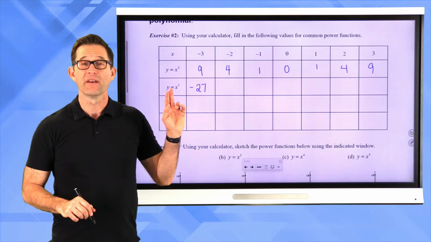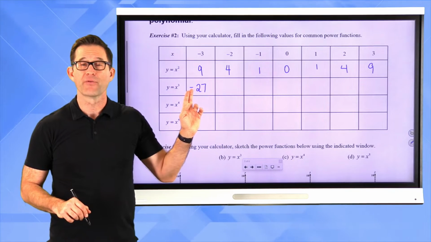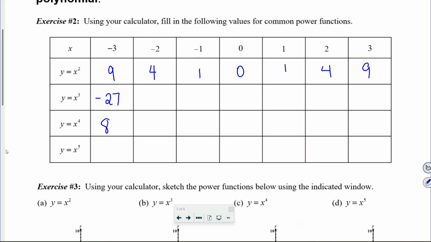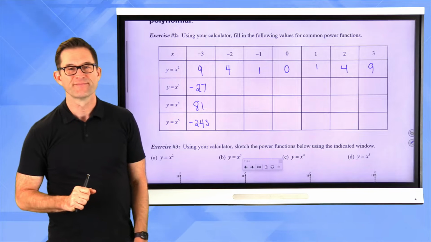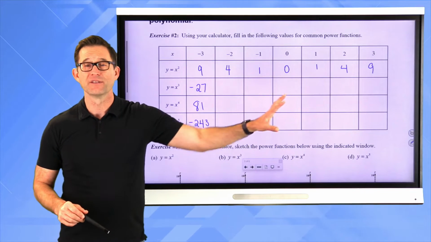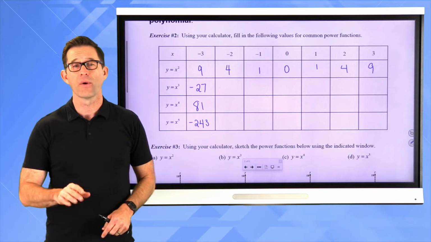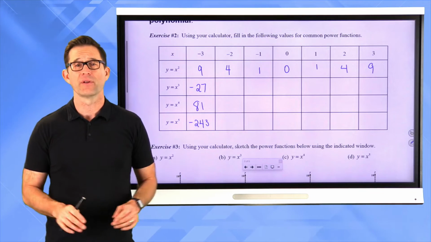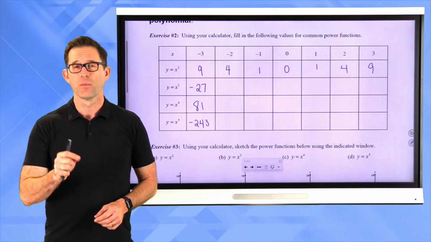And if I wanted -3 to the fourth, that would be -3 cubed times -3, which would be positive 81. Then for x to the fifth, -3 to the fifth would be 81 times -3, which would be negative 243. All right, what I'd like you to do is finish filling in this particular table. Pause the video now, whether you use your calculator or not, and I would encourage you to go without the calculator, fill in the table, and then we'll talk about it a bit.